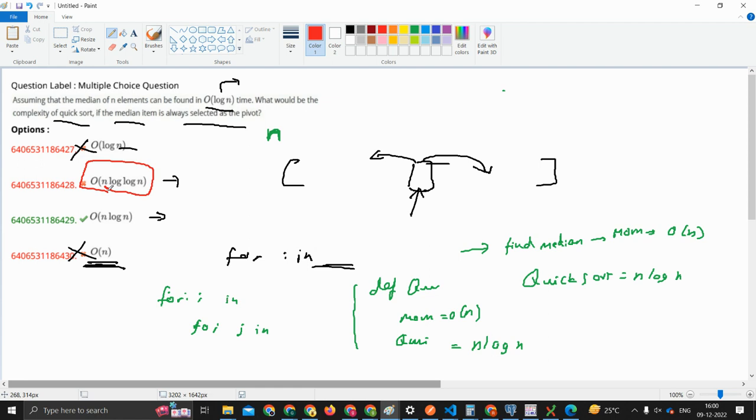They might say, okay, we are finding the median in n square time. Then what is the time complexity for the quicksort algorithm? In that case, we'll have to take the higher one. So the overall thing becomes n squared, right? That's the thing. Was it clear?